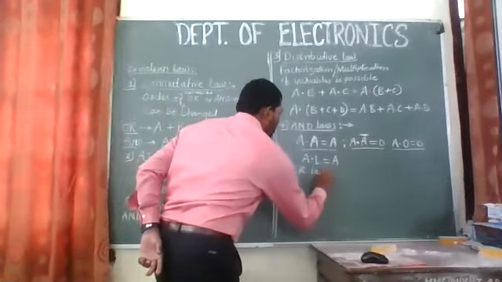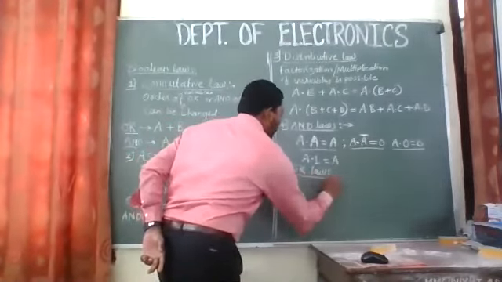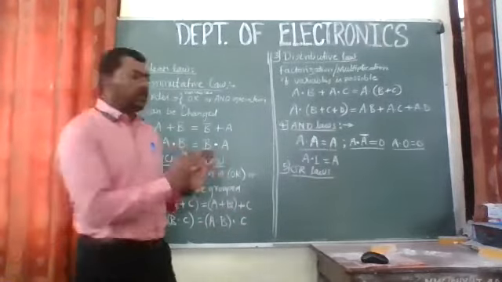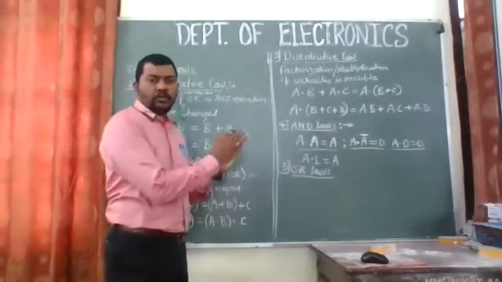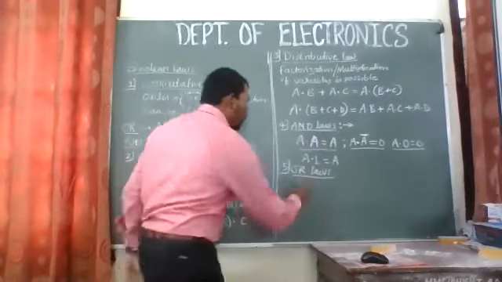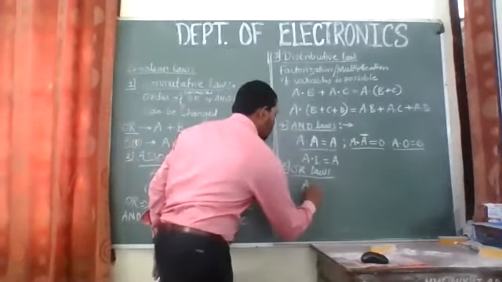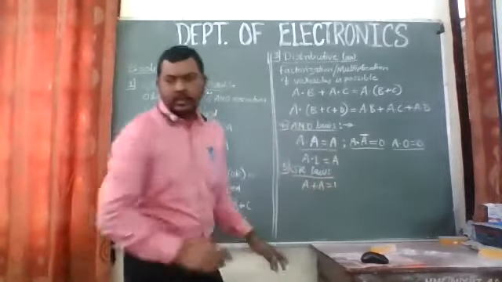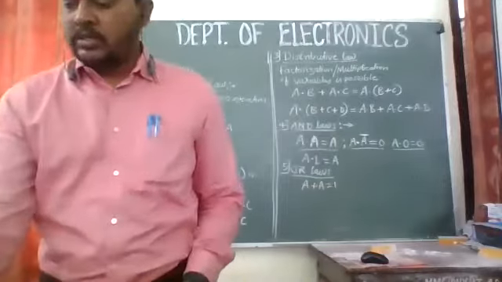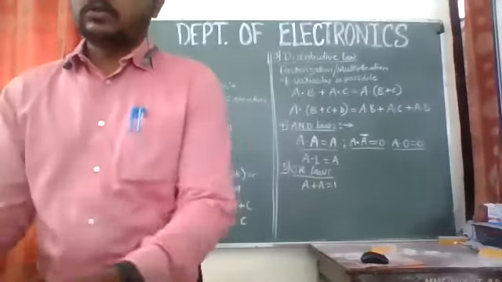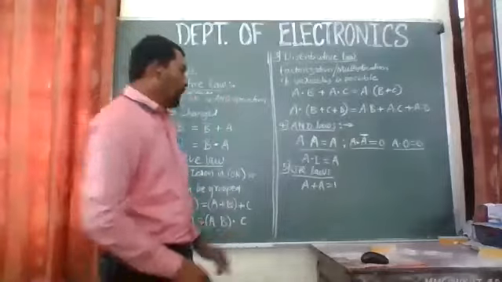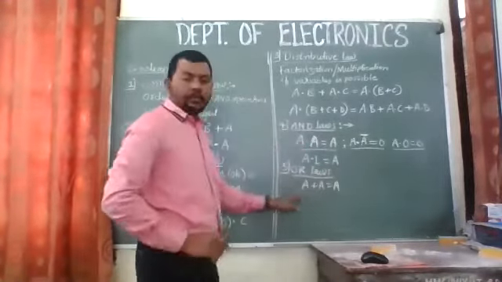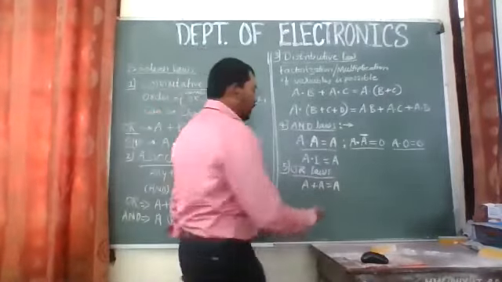Now the fifth one is the OR operation. OR laws are the same as the AND laws we have written. Instead of the dot, we have to put the summation sign. So the first one is A plus A. It is A plus A is A only. So whether it is 0, then 0. Yes, A plus A is A.